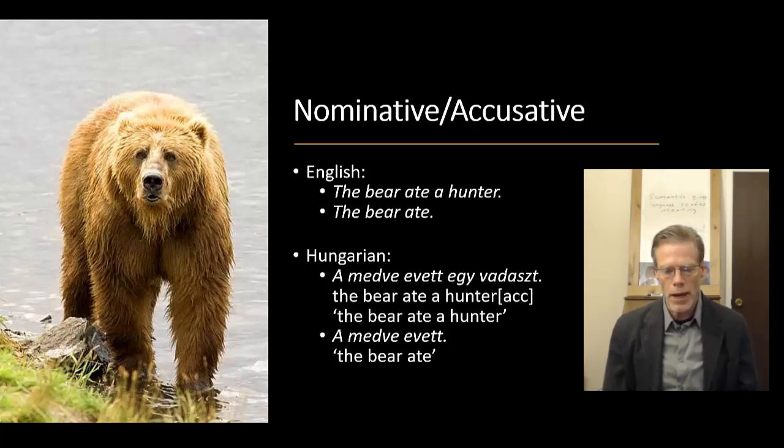So, for example, the bear ate a hunter in Hungarian would be a medve evett egy vadaszt. But we could also say egy vadaszt evett a medve, and that would mean the same thing. The word order is irrelevant. And I want you to notice that when we have the intransitive eat, same verb, but in this case it's being used as an intransitive verb, you still get a medve. And in fact, you could also reverse that word order and say evett a medve, and that would mean the same thing. So it's not the word order in Hungarian, but it's still nominative accusative because the I subject and the T subject are treated identically.